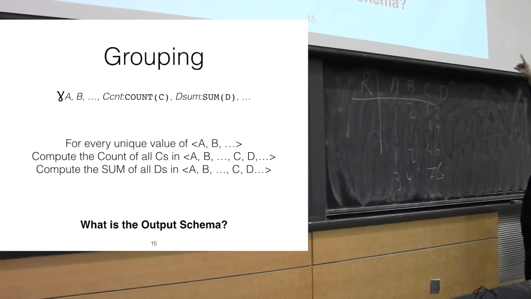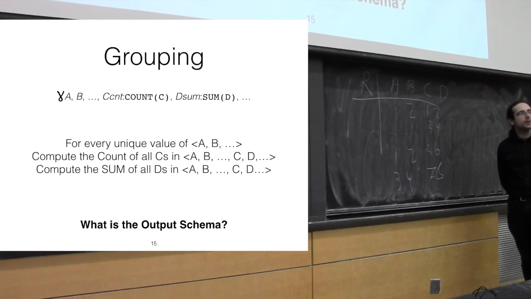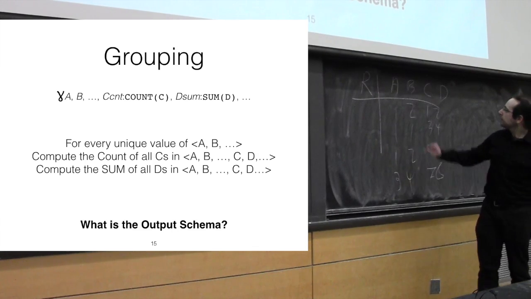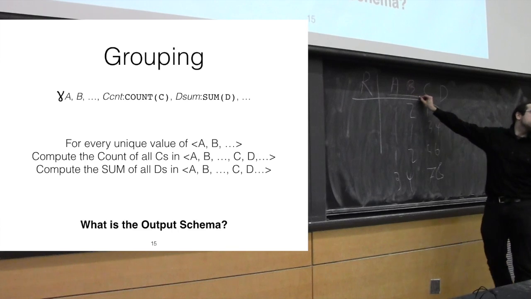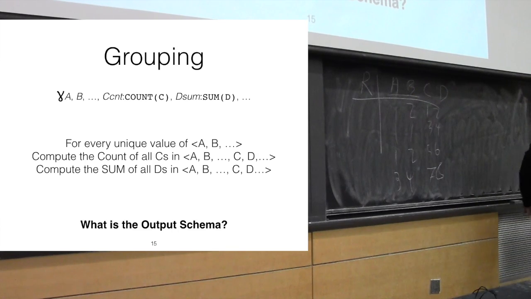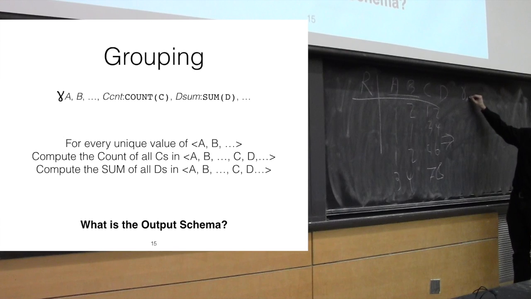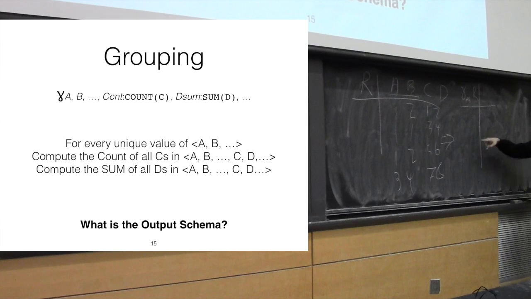If I was using that query, sorry. Let's start with what my grouping attributes are. A, B. So I'm going to look at these two columns. What are the unique values of A, B? 1, 1, 1, 2, 3, 4. So if I do a group by, this is going to create how many rows? 3. 1, 1, 1, 2, 3, 4.